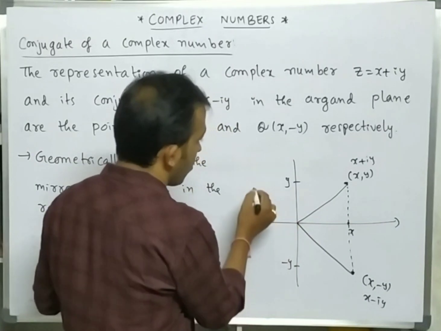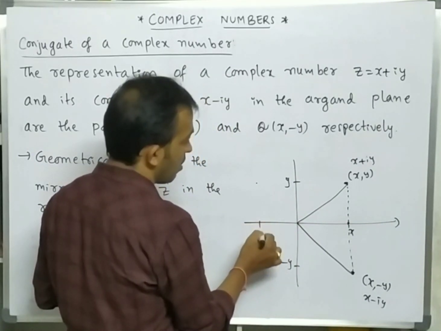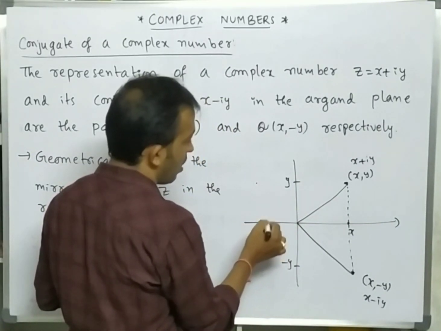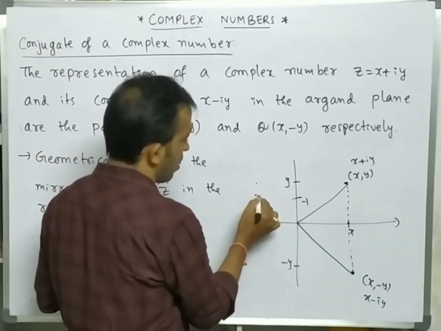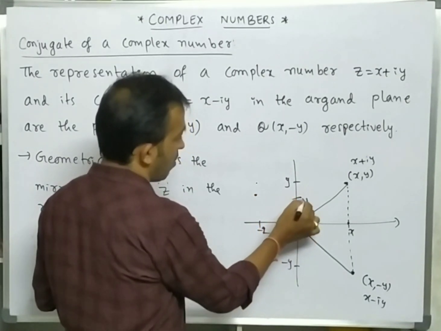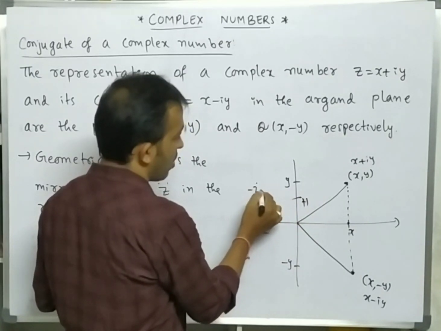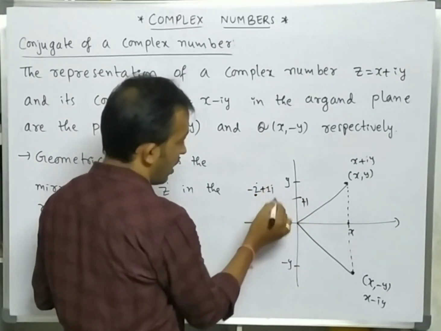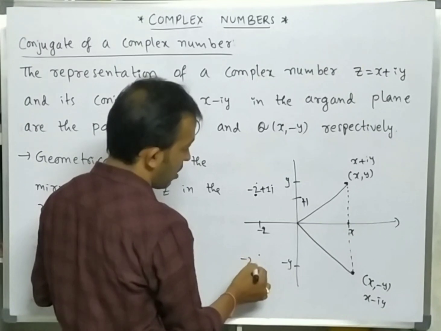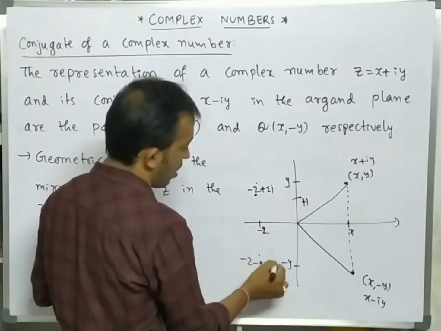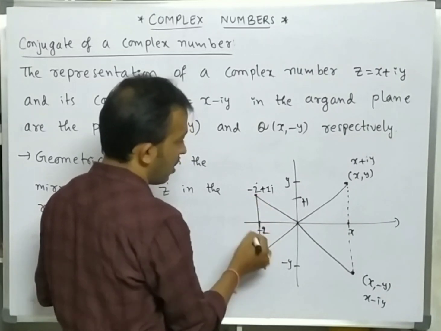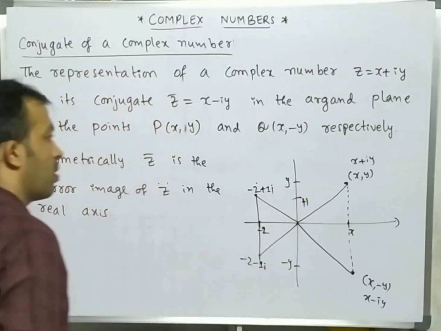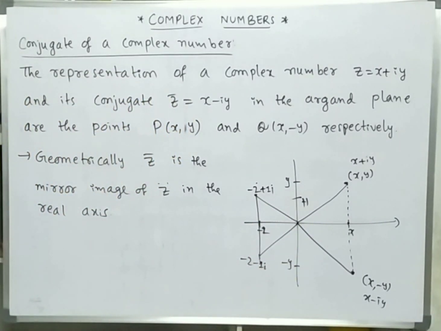So if this point is minus 2 and this is minus 1, then this point is plus 1, that is minus 2 plus 1i, and its image is minus 2 minus 1i. So like that, this is the image with respect to the real axis. This is the beauty of the geometry.